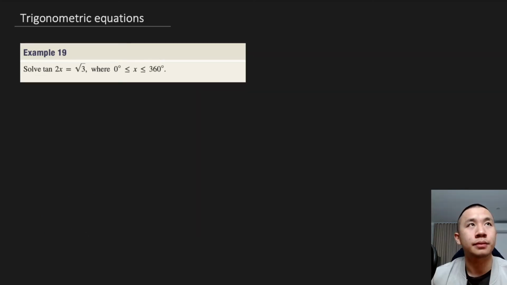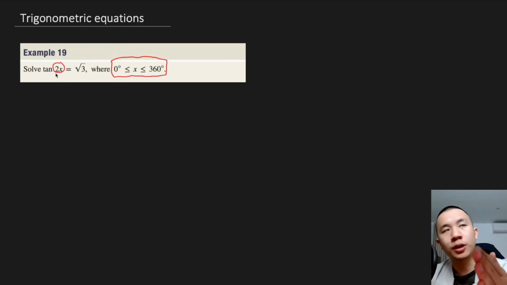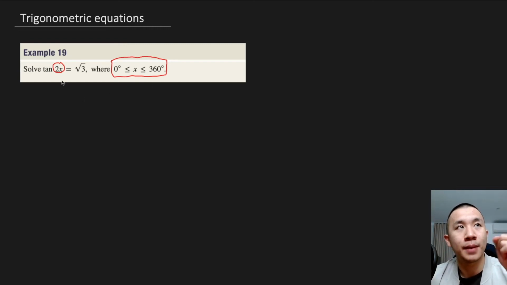Alright. Here we're asked to solve tan 2x is equal to root 3, where the restriction is 0 ≤ x ≤ 360. Now, here's the thing: the restriction is based on x, but the angle is 2x. So in this question, it's going to be a bit different because I need to change the restriction so that it matches the angle inside of the trig ratio.